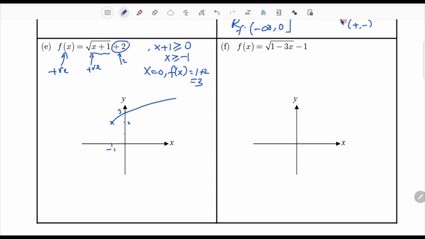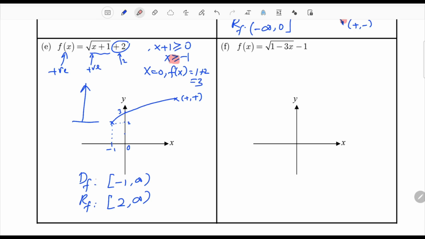Okay, that's the point, negative 1, 2. So here, this is the positive, positive. So this is the origin. So domain of f, you will get negative 1 to infinity. Range of f, so starts from here, upwards, isn't it? So meaning 2 to infinity. The 2 is included because we have the equal sign. Right? Right, let's look at f.